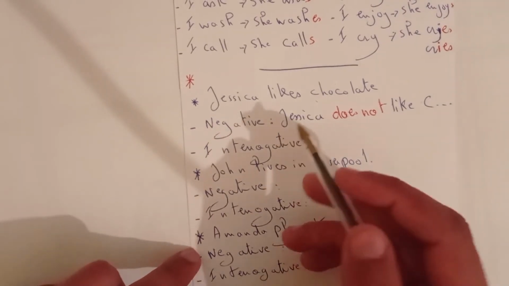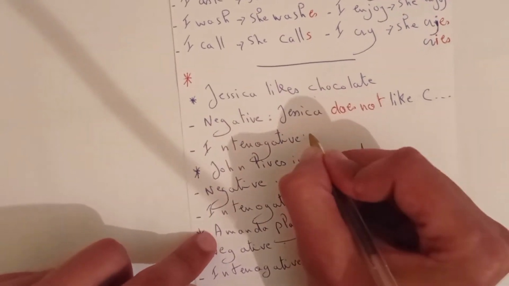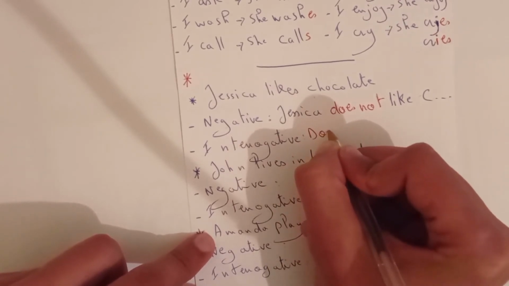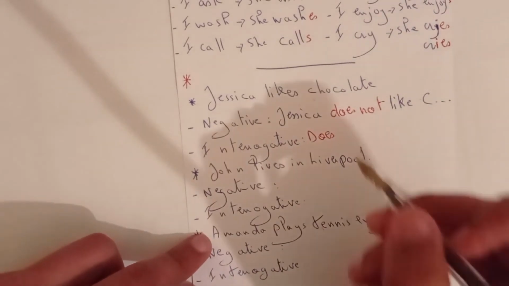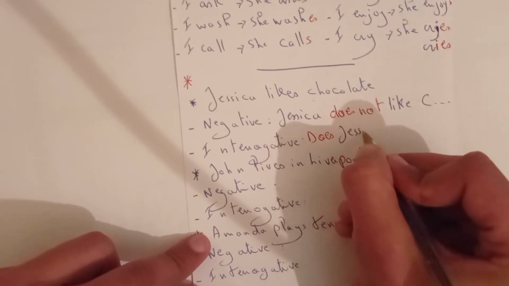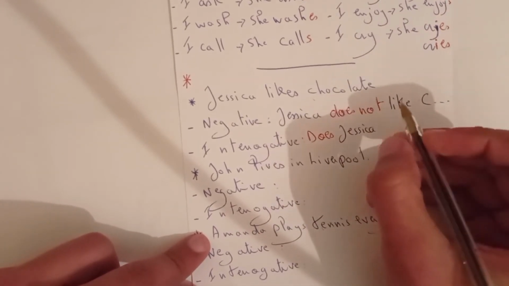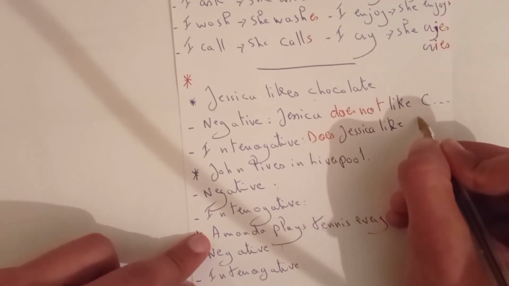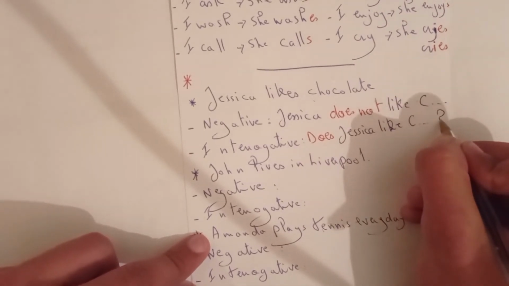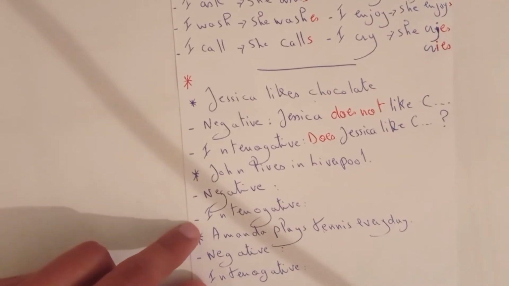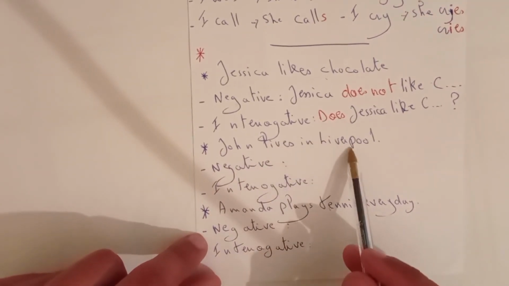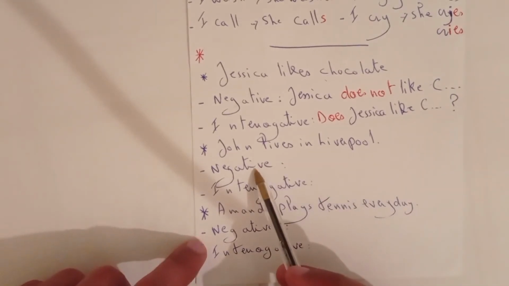Now we have an interrogative sentence. What do we say? What do we start with? We start with the auxiliary plus the subject, Jessica, plus what? The verb. Does Jessica like chocolate? And a question mark at the end of the sentence. Let's go to sentence 2. John lives in Liverpool. Negative sentence.